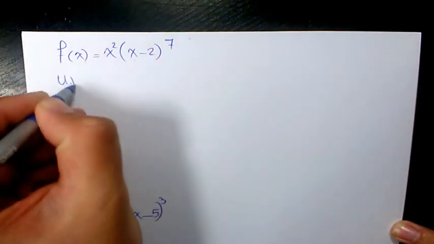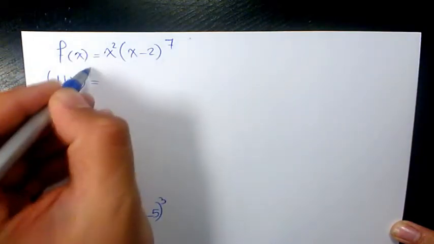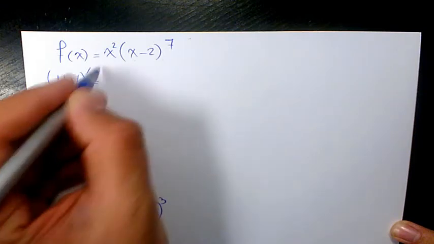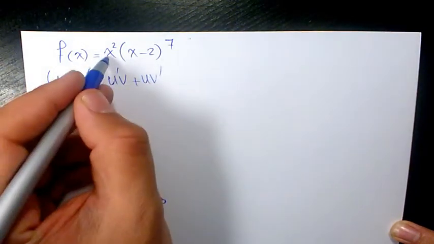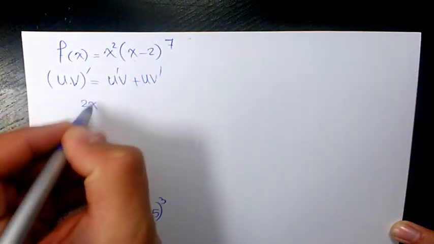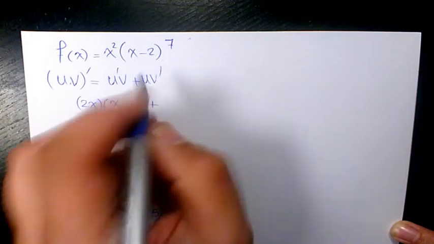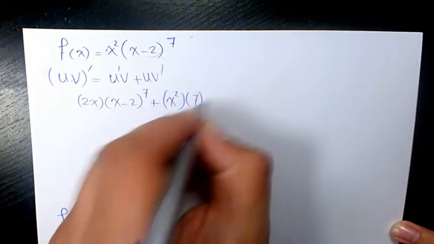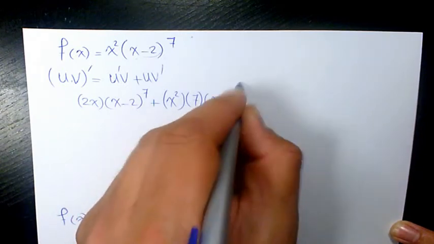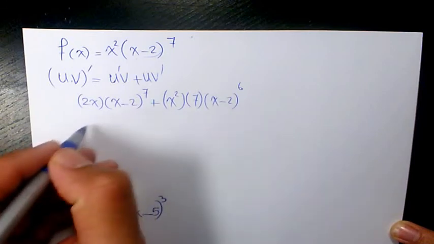We need to use the product rule and then we need to use the chain rule. So for uv, the derivative is going to be u prime v plus uv prime. So the derivative of x squared is going to be 2x times (x minus 2) to the power of 7, plus x squared times the derivative of this part, which is going to be 7 times (x minus 2) to the power of 6 times the derivative of x minus 2, which is 1.